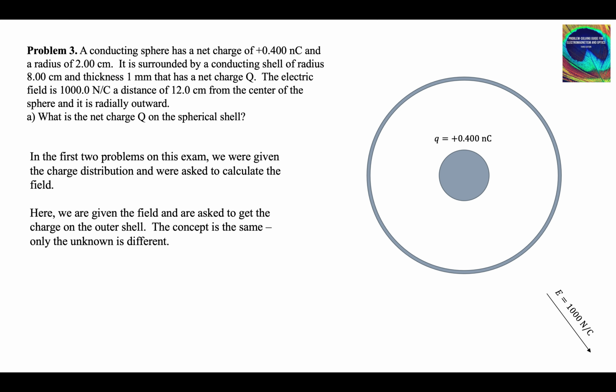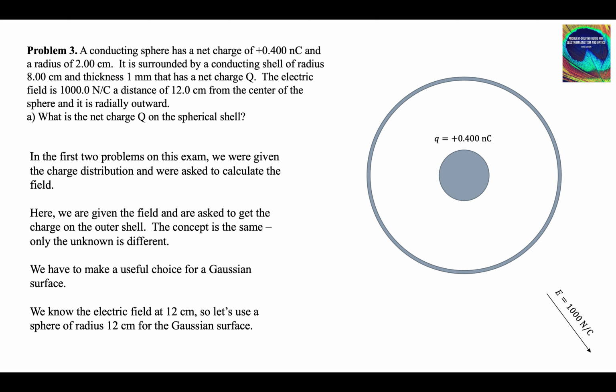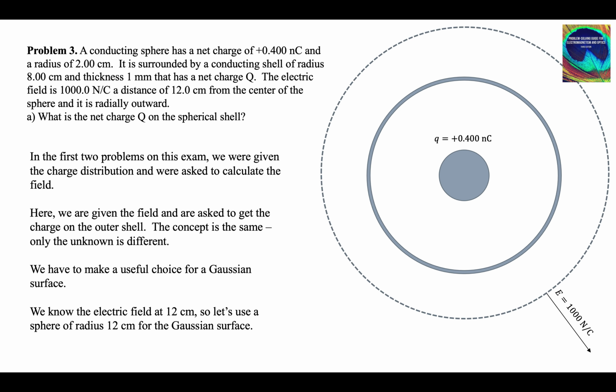Still Gauss's law. The only thing that's different is the unknown. So first we have to make a useful choice for a Gaussian surface. This is a sphere, that's a spherical shell. Our Gaussian surface should be a sphere. And since we know the field at this point, we should put the Gaussian surface through this point so we can plug in 1,000 newtons per coulomb for the electric field. There it is. Here's our Gaussian surface.